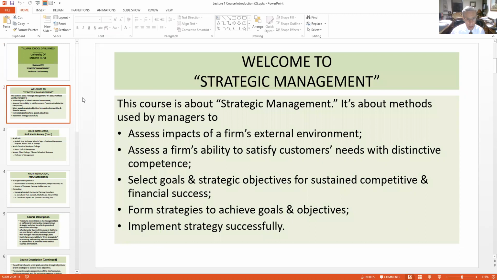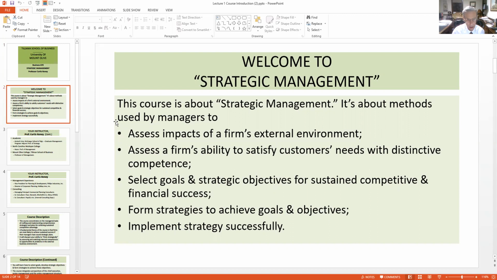It's about the methods and the procedures that are used by managers to assess the firm's external environment, and the impact of that environment on the firm's performance potential, as well as methods that are used to assess the firm's capabilities and to accomplish that with distinctive competence, so that your firm sets itself apart from competitors in the same industry.